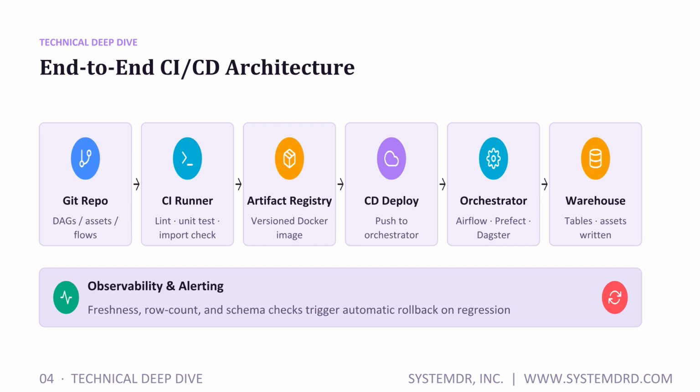From there, the orchestrator schedules and executes tasks against your data warehouse. And underneath all of it runs a continuous loop, observability and alerting.